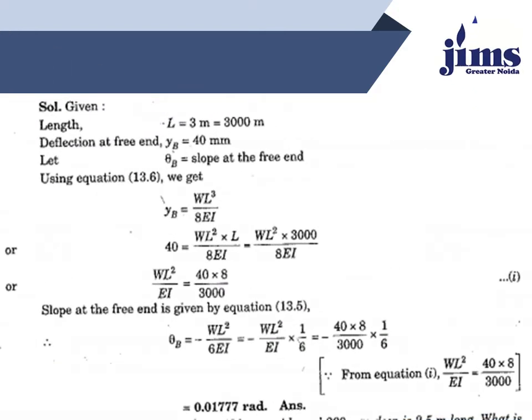The slope is 0 at the fixed end, and the deflection at the fixed end is 0, but the slope is maximum at its free end, and the deflection is also maximum at its free end. So the given data: length is equal to 3 meter, that is 3000 millimeter, and the deflection at the free end, YB, is equal to 40 millimeter. We have to calculate the slope at B, where B is a point that lies on the free end, and that is theta B, equal to the slope at the free end.